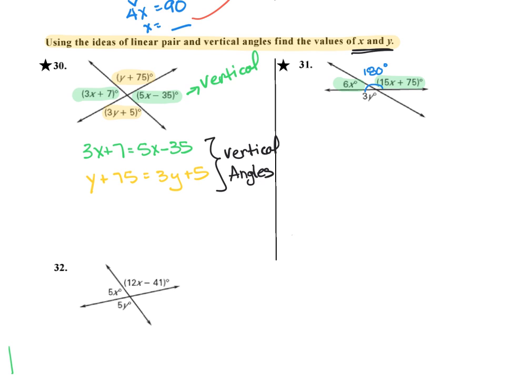We only have the one y right here. It's all by itself. So in this case, we're going to do the x's first and then go back to figure out what y is. So we have the 6x plus 15x plus 75 equals 180, because those are linear pairs.